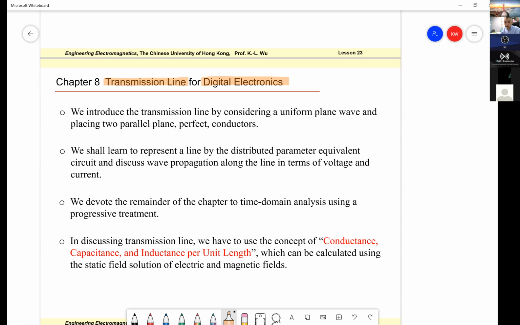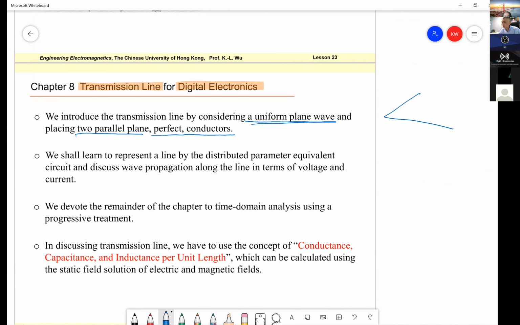In this discussion we treat the transmission line as a uniform plane wave, but not propagating in free space. It propagates down two parallel planes, and we consider perfect conductors. That means no loss. Then we treat it as, we have two.